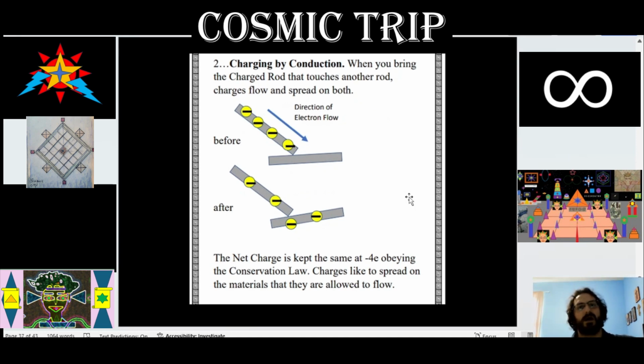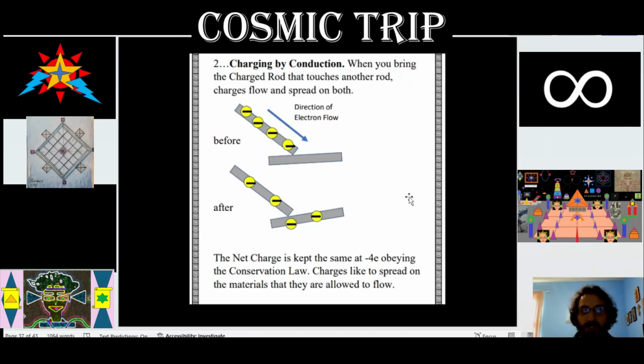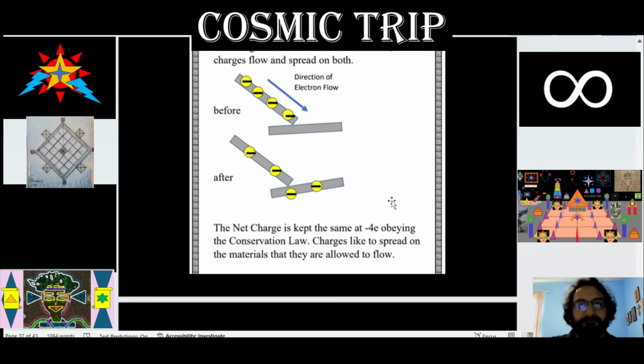When you bring a charged rod that touches another rod, charges flow and spread on both. So initially we have 4 electrons in the first rod. When they touch each other, the electrons spread out because the electrons repel each other. And because the electrons repel each other, they tend to move away from each other. So they tend to spread out whichever space there is. If the material is a good conductor of electricity, meaning it's a metal in which charges are free to flow, then it spreads out evenly. The net charge is still kept negative 4e, obeying the conservation law.